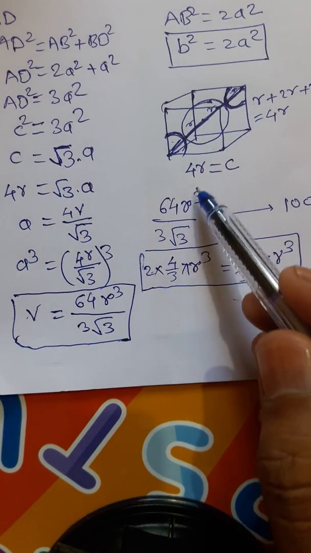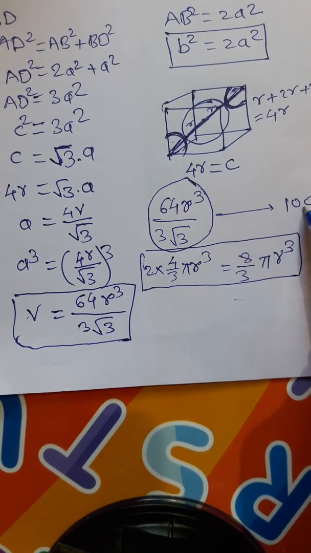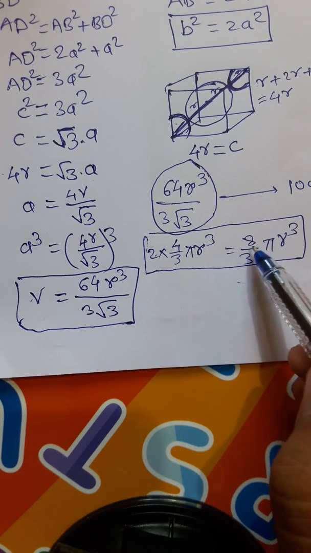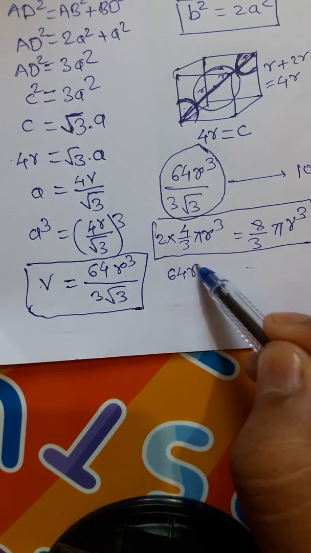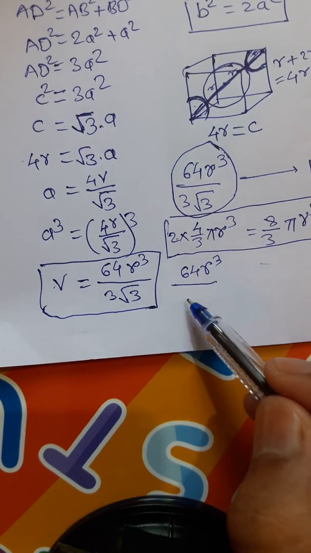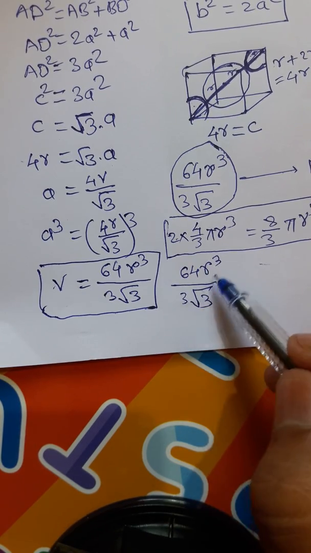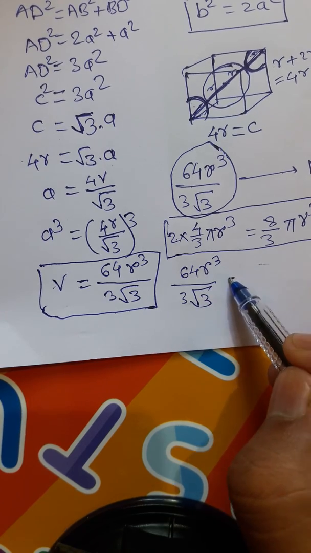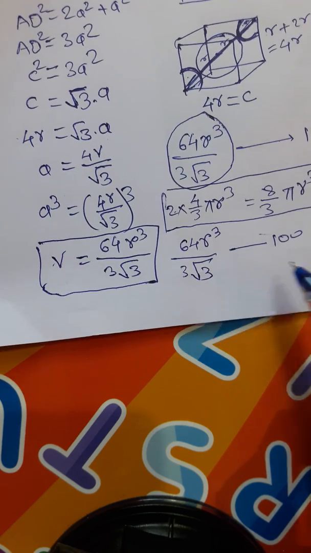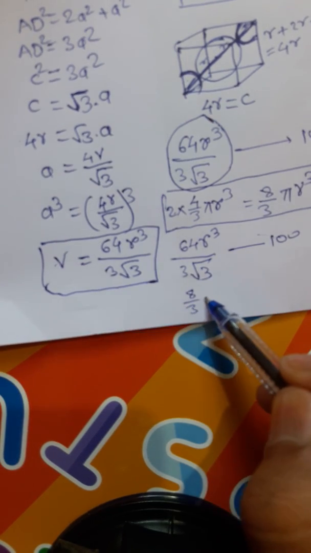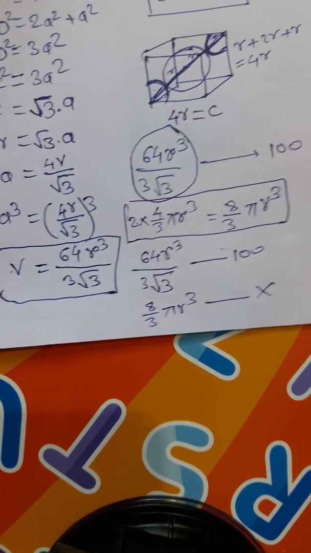Now if the total volume of the unit cell is this much, that means it is 100%. So this value of the atoms shows how much percentage. Simply we can consider here 64 into r cube upon 3 into under root 3. This is the whole volume, the total volume of the unit cell. If we consider this as 100%, the total cell volume, then the atoms present in it occupy 8/3 pi r cube. So how much percent is this? I am considering it as x%.